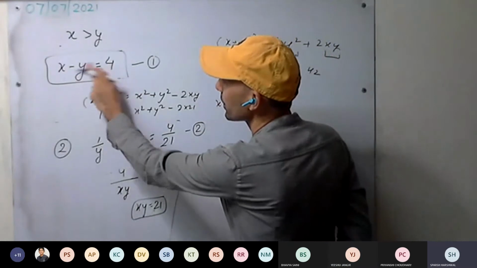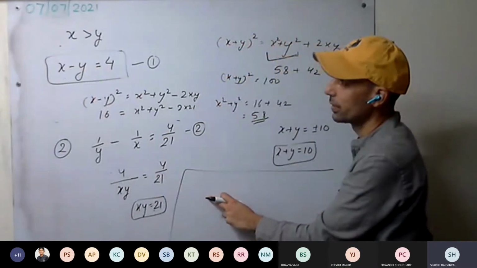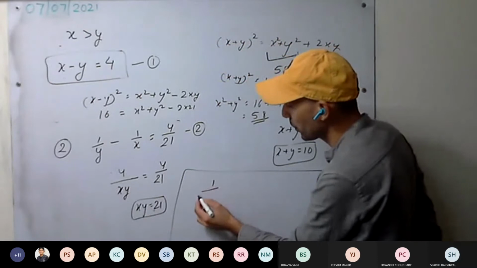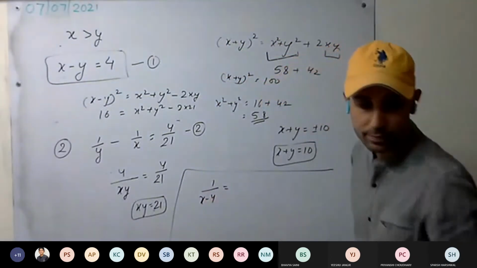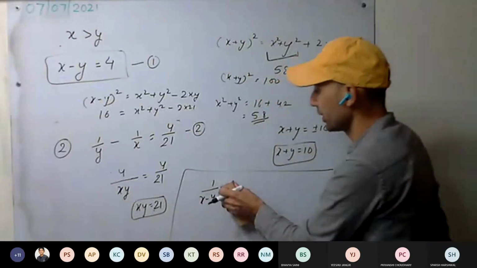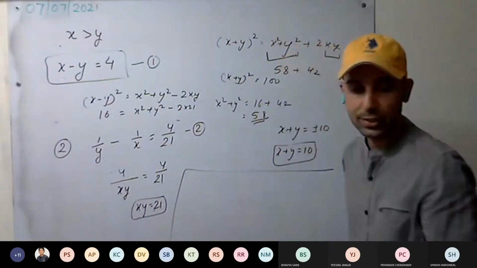Y equal to x minus 4. Then 1 upon x minus 4 equal to... but that will be no. You're going to get a quadratic equation. You have to solve the quadratic equation.